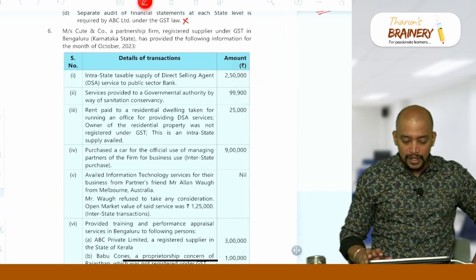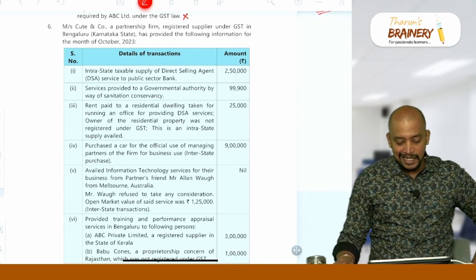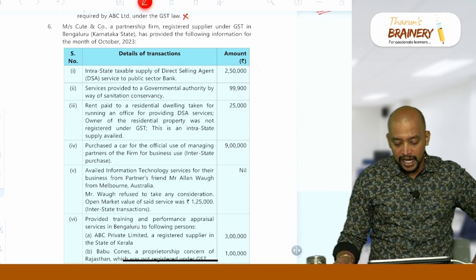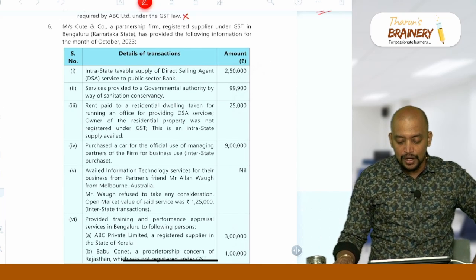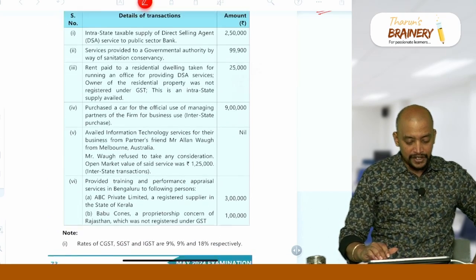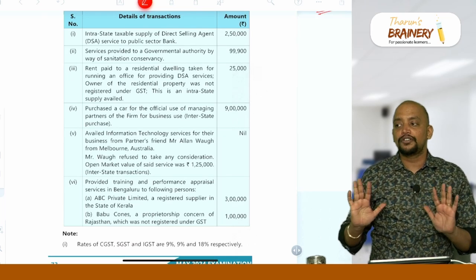Then next, question number 6, Messrs. Cute & Co., a partnership firm, registered supplier under GST in Bengaluru, Karnataka state, has provided the following information for the month of October 2023. So they gave lot of transactions, some 6 transactions are there. That's what I told you, a flow chart.